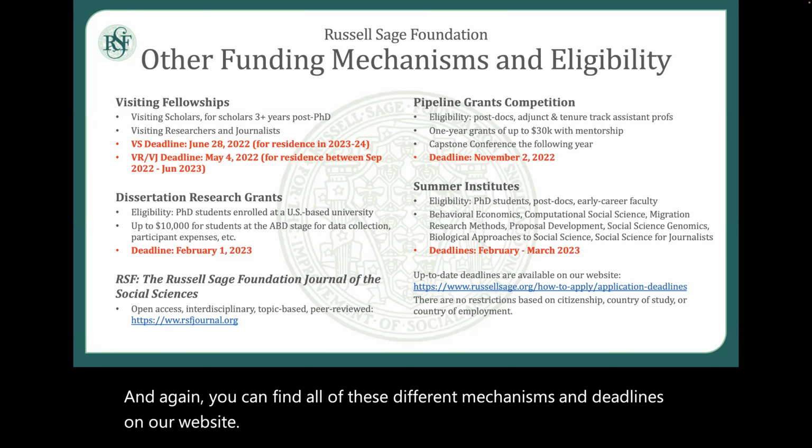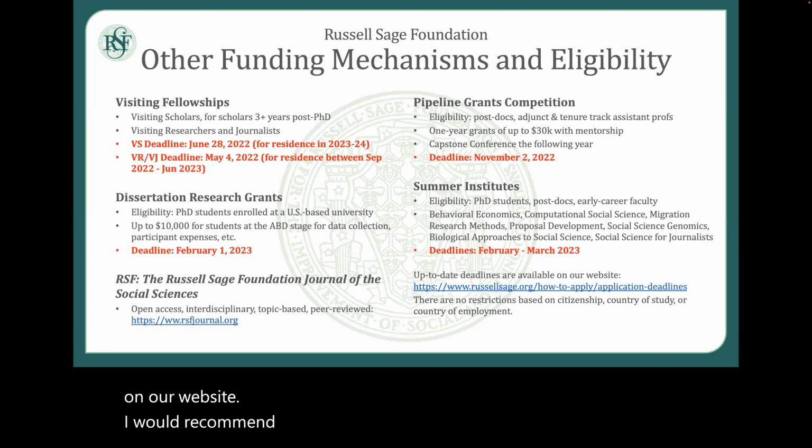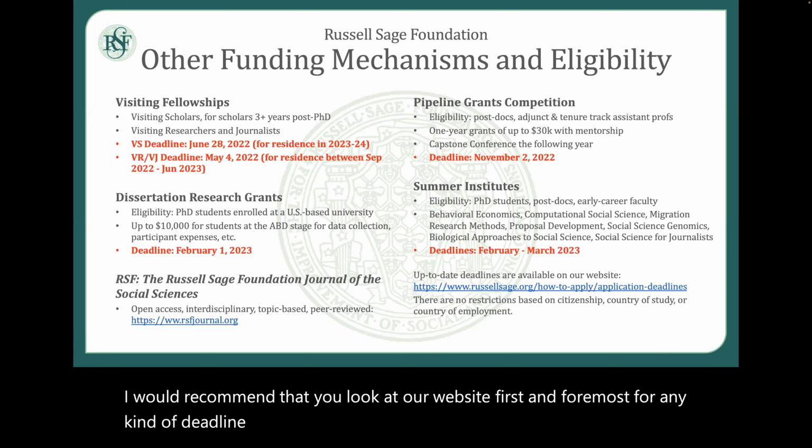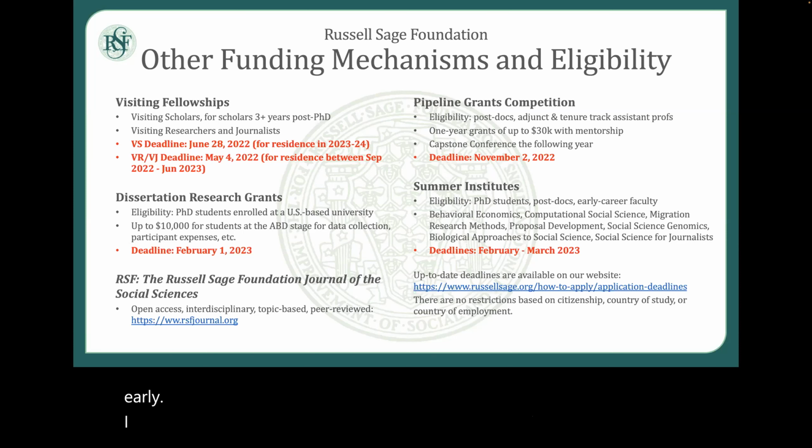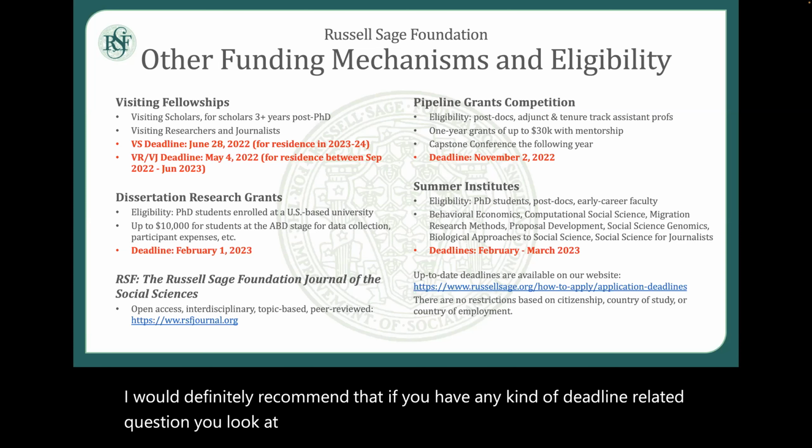I would recommend that you look at our website first and foremost for any kind of deadline information. Often a problem is someone sees a deadline on a different website and then applies to us and it's either late or way too early. I would definitely recommend that if you have any kind of deadline related question, you look at our website first, because chances are that outside website will probably be wrong.